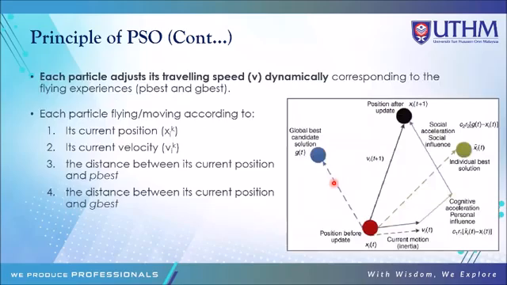Each particle adjusts its traveling speed. Of course, to move from one position to another they need a speed, which we call velocity. They adjust this traveling speed dynamically, according to the experience of P best and G best. Each particle moves according to its current position, its current velocity, the distance between its current position and P best, and the distance between its current position and G best. This is an illustration of the behavior of the PSO.